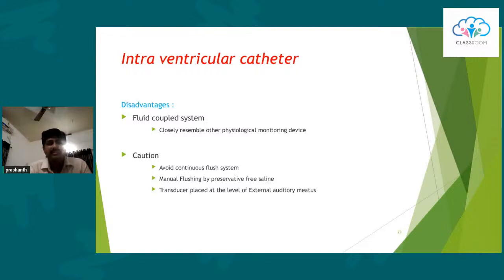So in these cases, it is better to avoid excessive handling, avoid a continuous fluid flush system which we use in other fluid-based catheter transducer systems, and avoid using preservatives in the saline which is used to flush. And the transducer should ideally be zeroed at the level of the external auditory meatus.